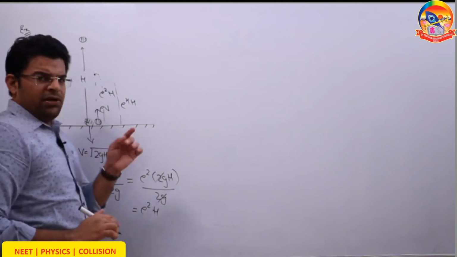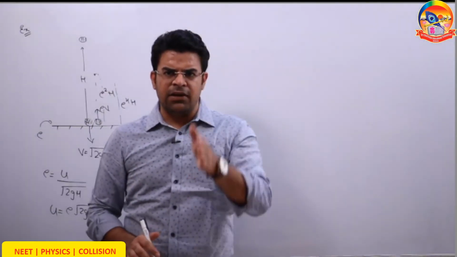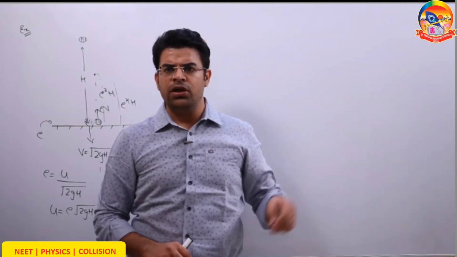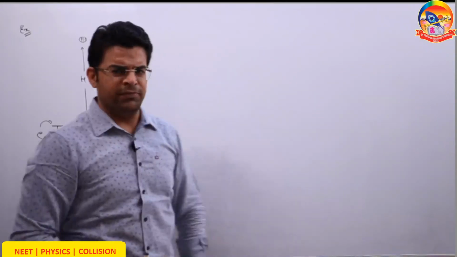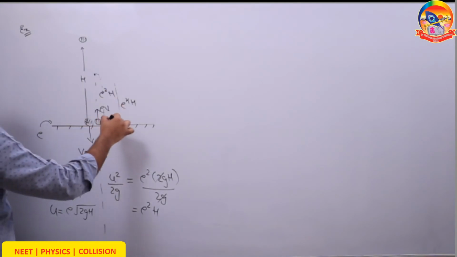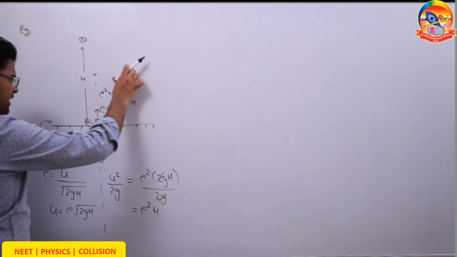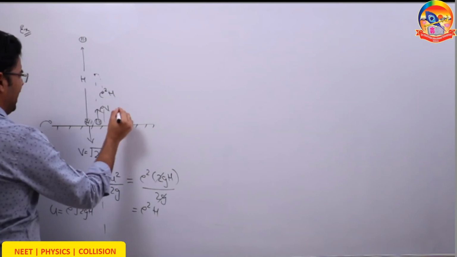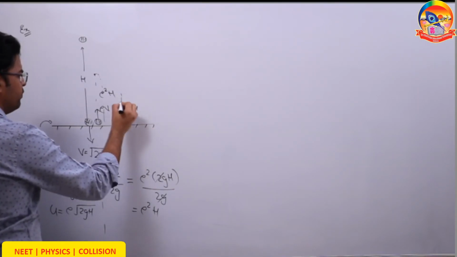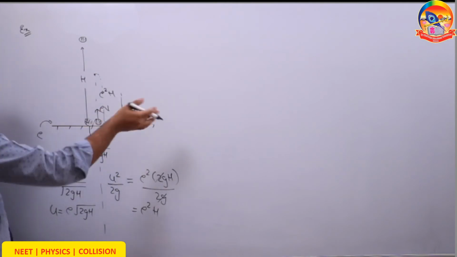I am drawing it separately, but understand that it will keep on bouncing on the same line because there is no horizontal force. It won't keep on going forward. It will keep on bouncing at the same spot. So first it falls through h, goes to e square h, then falls e square h, then goes up e raised to the power of 4 times h, then comes back down through e raised to the power of 4 times h, then goes back up to e raised to the power of 6 times h, and so on.